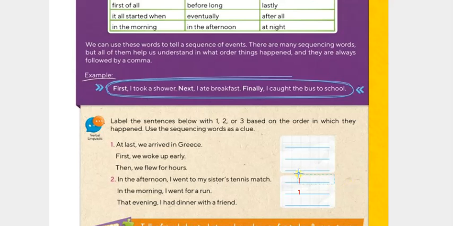Okay. In the afternoon, I went to my sister's tennis match. That would be number 2. And of course, the last part of the event should be that evening I had dinner with a friend. That would be number 3, okay? All right, children, very good.